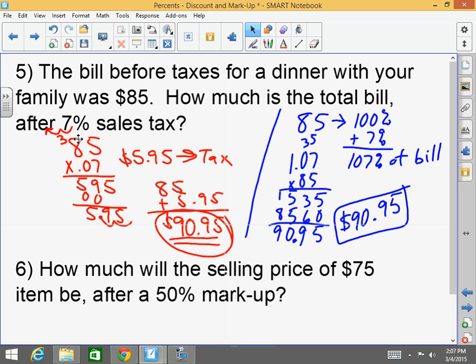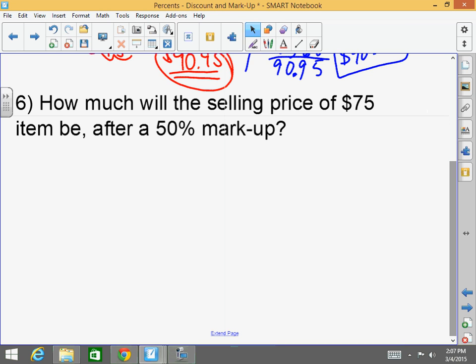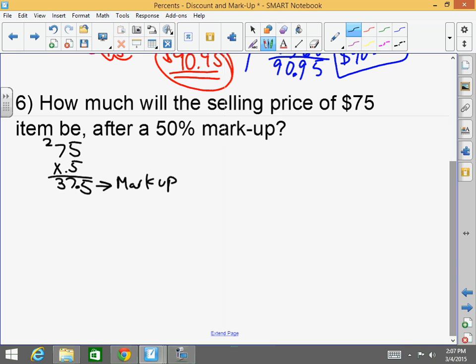You promise? Okay. Last but not least, how much will the selling price of a $75 item be after a 50% markup? Well, 75 times 0.5. Good man, my brother. 5 times 5 is 25. Carry the 2. So that's 37.5. That is your markup. That is what you're going to add to your original price. So $75 plus $37.50. That's going to equal $112.50. That is what you are going to pay after the markup.